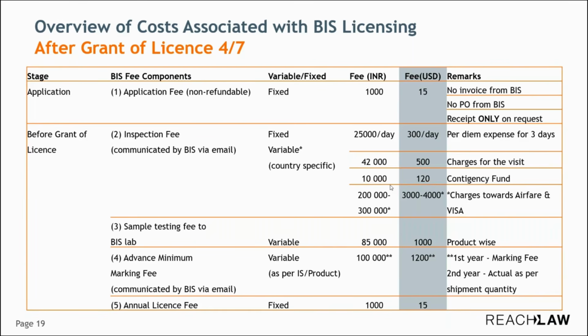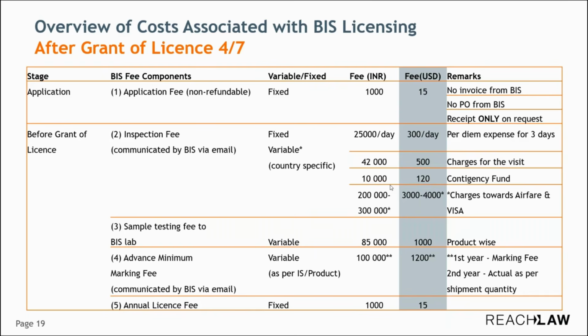Then the fourth is the advance minimum marking fee, which I mentioned in the other email that you saw, and is again variable. It depends upon the product, and so $1,200 is what is coming, and it's a first year marking fee. The second year it will be different, and it could be based on the actual shipment that you record. Each product has a unit rate, which is defined on the BIS website, and based on the standard, you can always find your unit rate. What is your marking unit rate for your product? Based on this rate, you have to multiply your actual quantity.